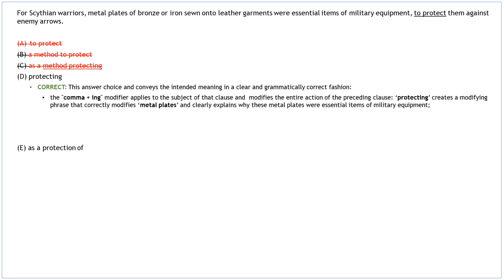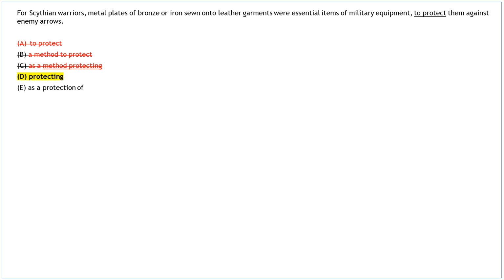This answer choice conveys the intended meaning in a clear and grammatically correct fashion. The comma plus ing modifier applies to the subject of that clause and modifies the entire action of the preceding clause. Protecting creates a modifying phrase that correctly modifies metal plates and clearly explains why these metal plates were essential items of military equipment. Mark this choice as correct, and review the remaining option to validate that it's incorrect.